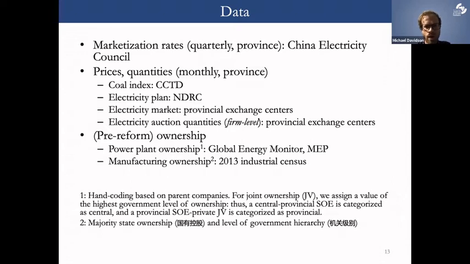We're not looking at the spot market here. We're looking at the provincial monthly markets. And so the vast majority of electricity that is sold through markets in China currently is sold through these monthly or quarterly auctions, depending on the province. So that's what we're looking at here.